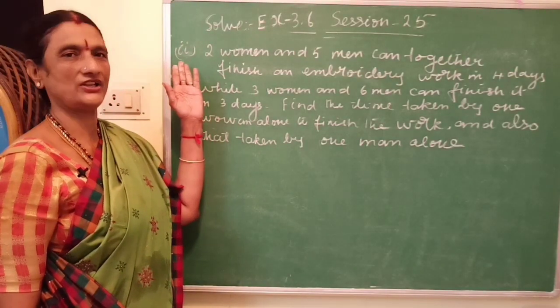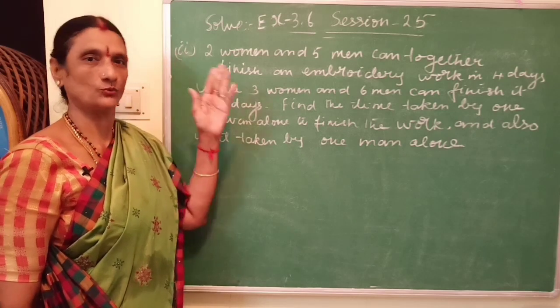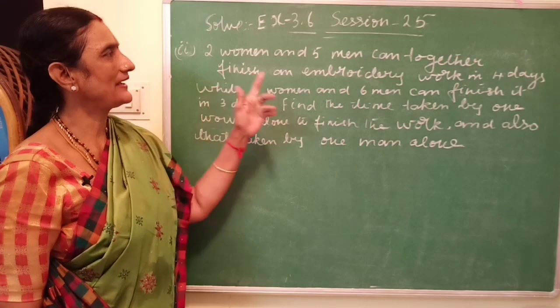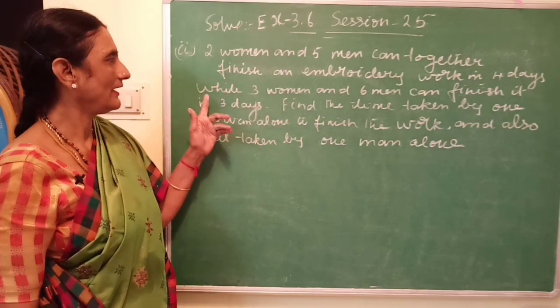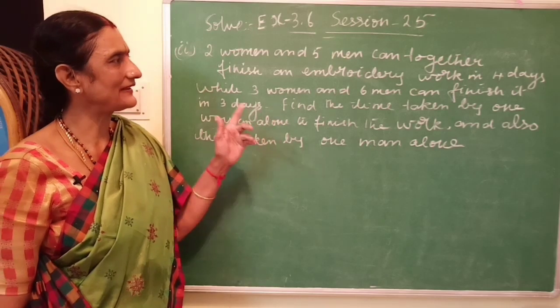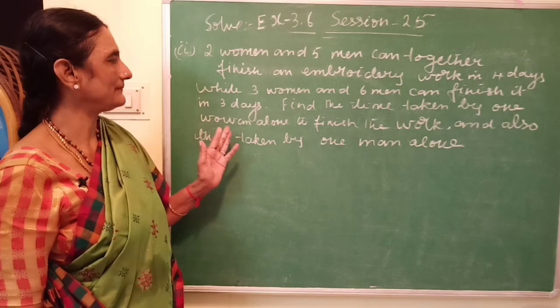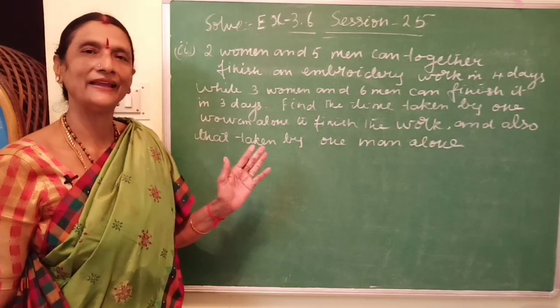We'll move on to question number 2, the second subdivision of question 2. Two women and 5 men can together finish an embroidery work in 4 days, while 3 women and 6 men can finish it in 3 days. Find the time taken by 1 woman alone to finish the work and also that taken by 1 man alone.